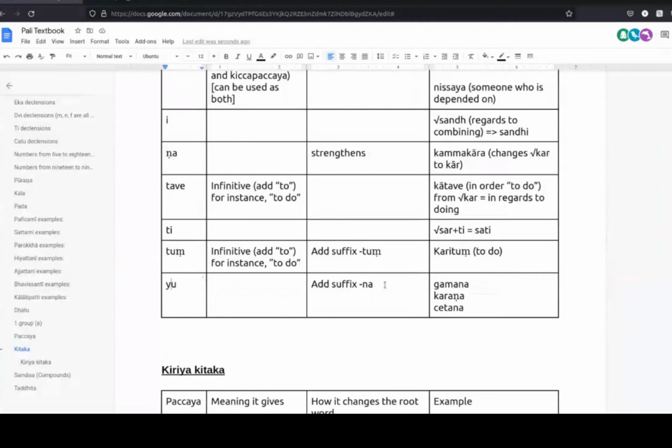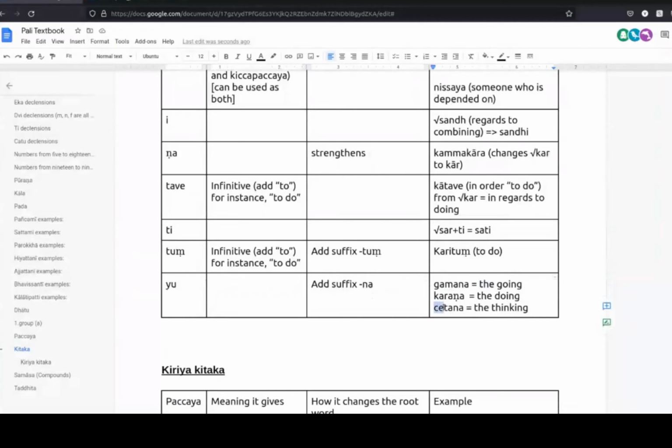So yeah, na is actually quite common though. This one is quite common. So what this one does is it very directly turns a root into a noun. So gamana equals going, the going. Karana equals the doing. Jetana means the, we could say thinking, but it's not quite that.